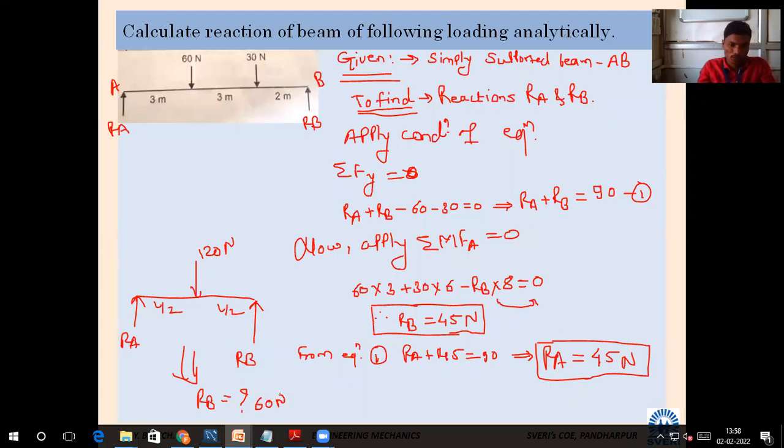Such questions are asked in MCQs, very simple in this way. One such question was asked last time in the university exam. One beam, with the load applied at the center, so it distributes half on both the supports. Hereafter we have to apply the third equation, that summation of moment due to all the forces is 0. We will see that.